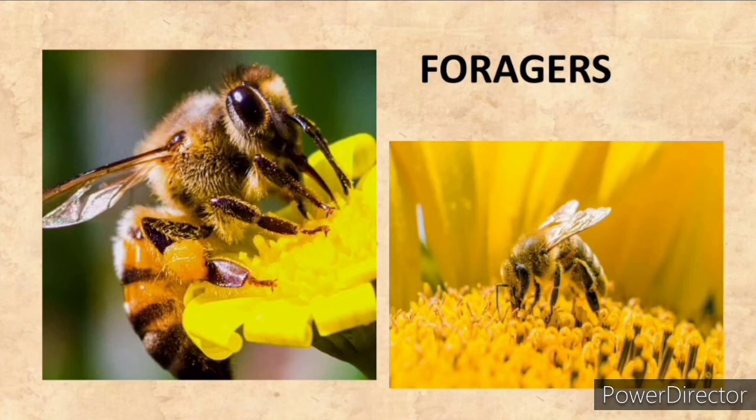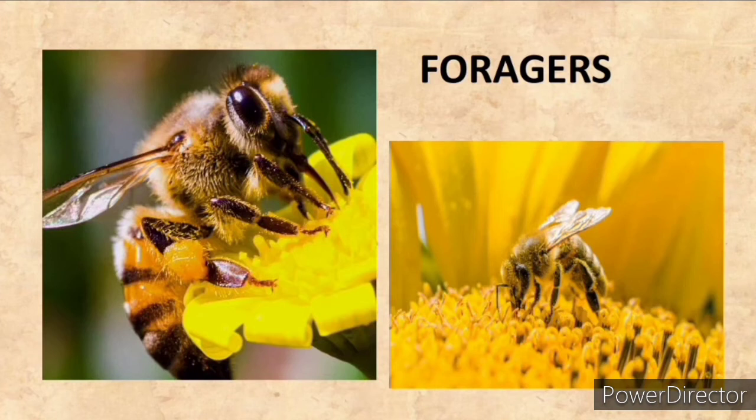Now the forager also collects flower dust. Remember, nectar is different from flower dust. The flower dust is known as pollen. Pollen, yes. So pollen and honey are food for the bees. Bees feed on pollen and honey. And remember how they get honey? They get honey from what? Nectar.